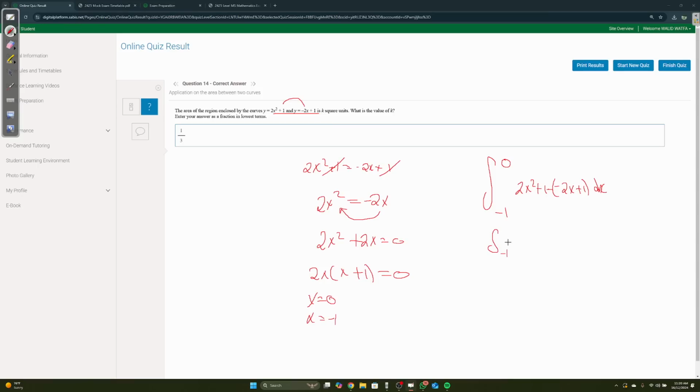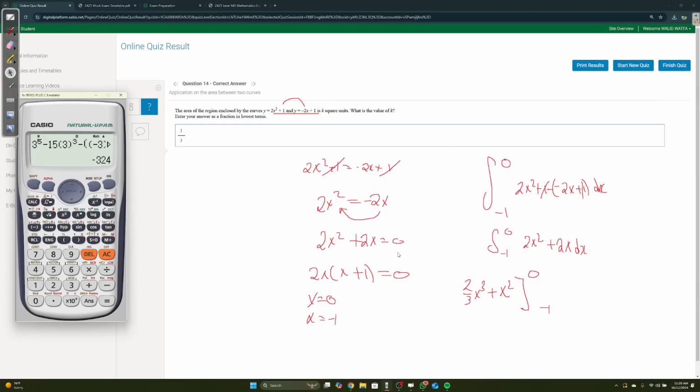So you should get the integral from minus 1 to 0 of 2x squared. The 1 with the 1 cancels, 1 minus 1, and then minus minus 2x becomes plus 2x, dx. Okay, integrate this, you get 2 over 3 x cubed plus x squared. I'm just doing the integration a bit fast. Let's substitute now 0, and obviously 0 will get you nothing.